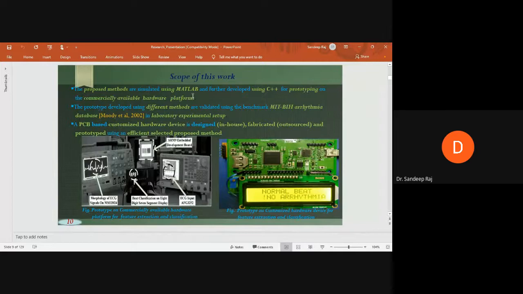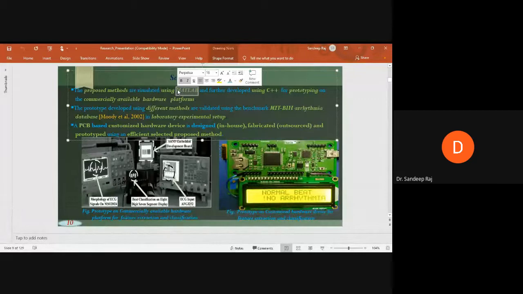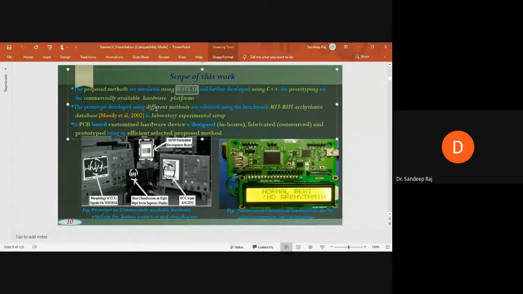This is the scope of the work. First of all, the methods have been simulated in MATLAB to check the accuracy and whether it is feasible to implement in hardware, because we want the results in real time. Secondly, we have validated our methods over the publicly available open source MIT-BIH Arrhythmia database in a laboratory experimental setup. The design, which is the PCB-based customized hardware device displayed on the right-hand side, is designed in-house and fabricated, meaning the design file, the Gerber file, has been outsourced to a company for fabrication.